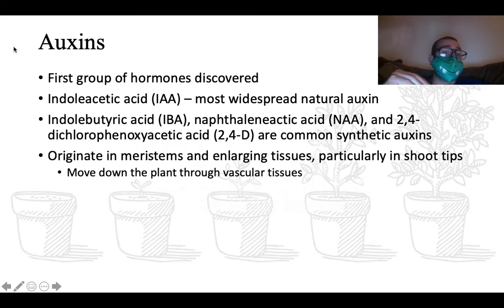Now, auxins originate in the meristems and enlarging tissues, particularly in our shoot tips. And then they move down through the plant through vascular tissues. All right, so auxins originate in your apical meristems, and they're going to move down the plant.